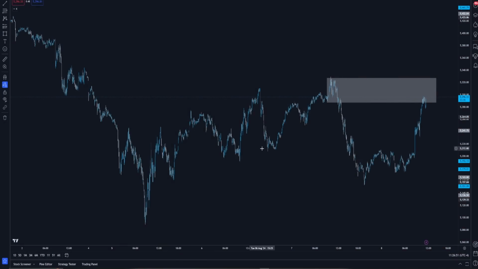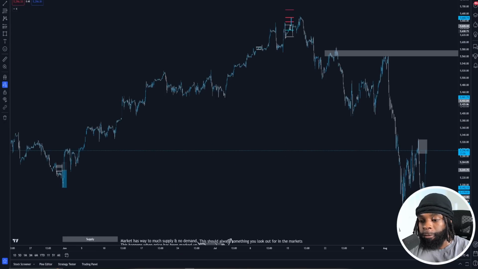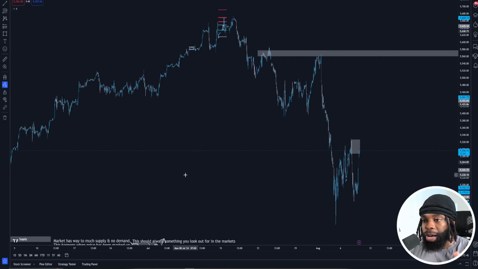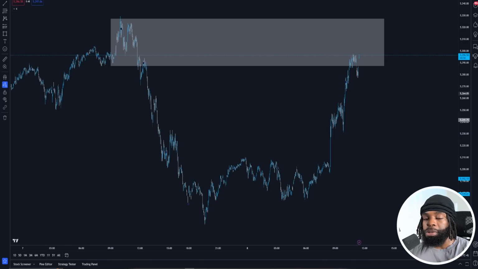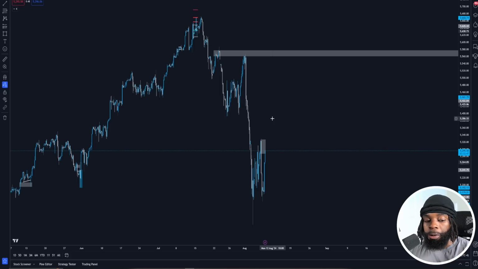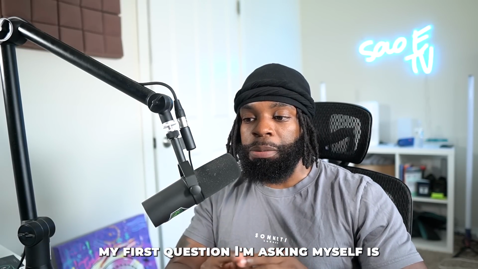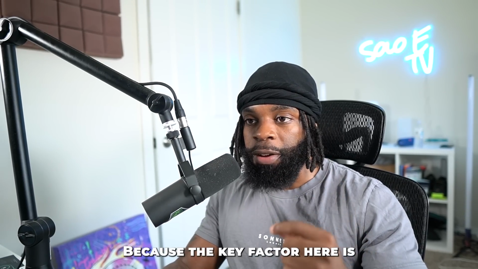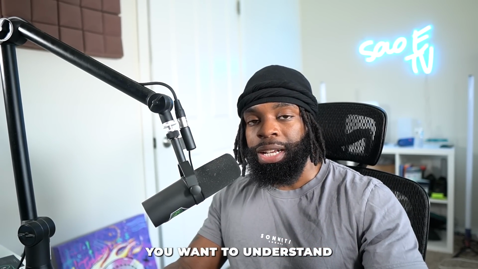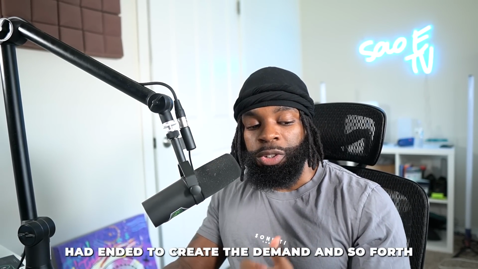So if we're looking at this right now, you pretty much see my main focus on this is simply a 1 hour, a 15-minute, a 5-minute, and sometimes a 2-minute, and sometimes the 1 minute. And even the 4 hour, I'm essentially looking at the overall structure. My first question I'm asking myself is, where is the demand or where is the supply at? Because the key factor here is you want to understand where that supply chain had ended to create the demand and so forth.